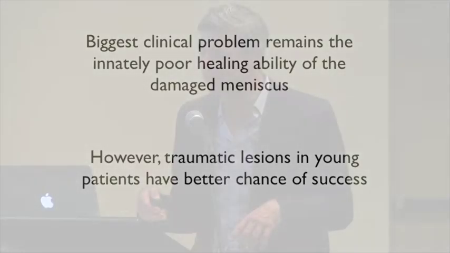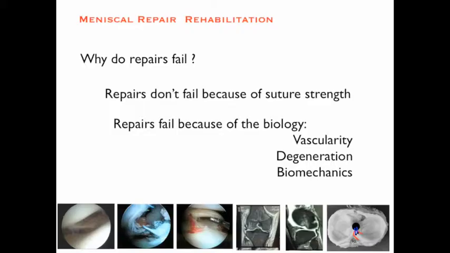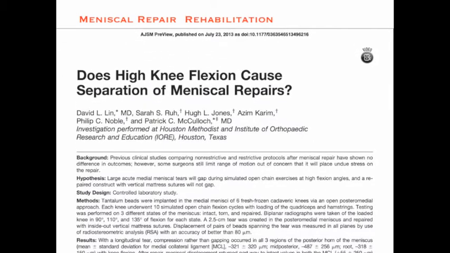Now, how to rehab a meniscus tear was, up until recently, a completely evidence-free zone. You could go from putting someone in a cast for 6 weeks, 6 months, whatever, or doing nothing. And there was evidence that perhaps it didn't matter.